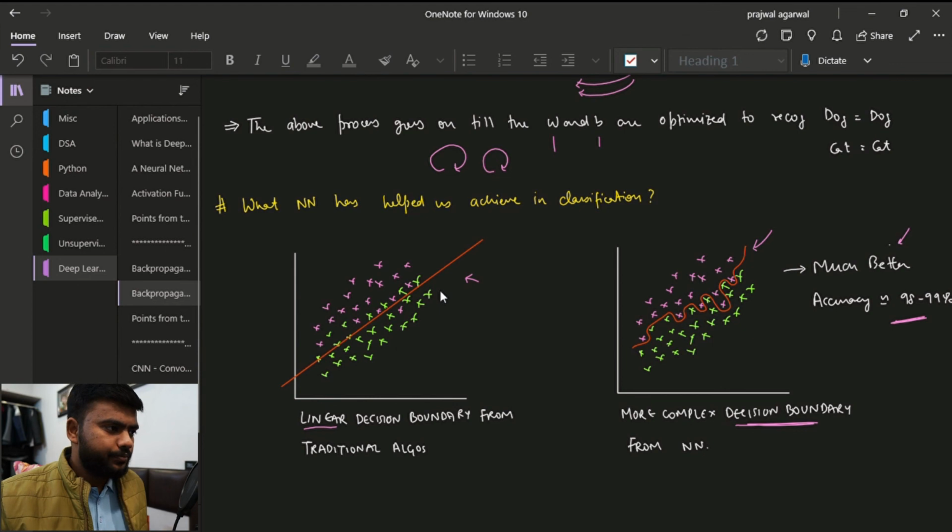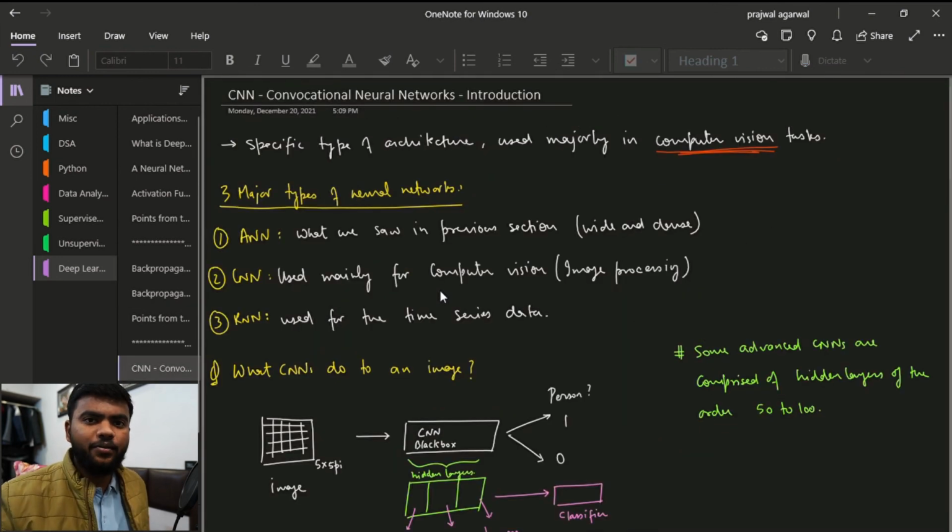All right, so with this we come to the end of backpropagation. We have discussed backpropagation. From the next video we will start convolutional neural networks, also known as CNN.